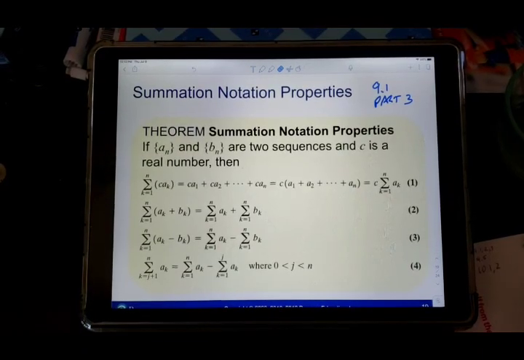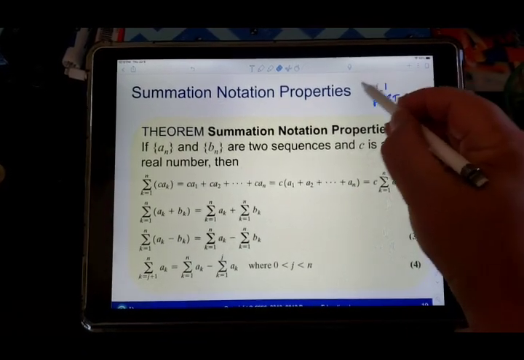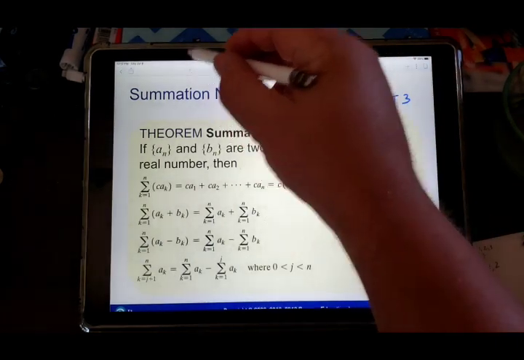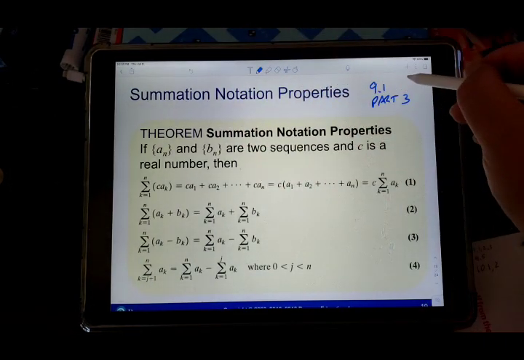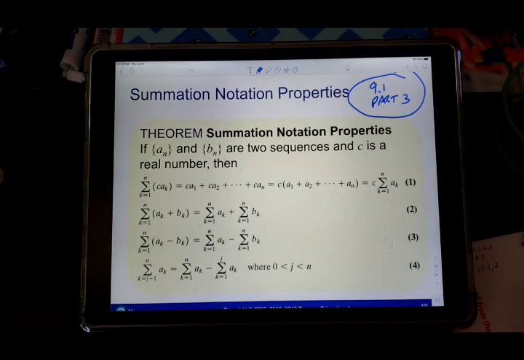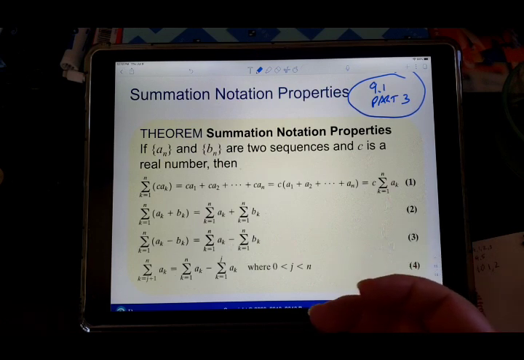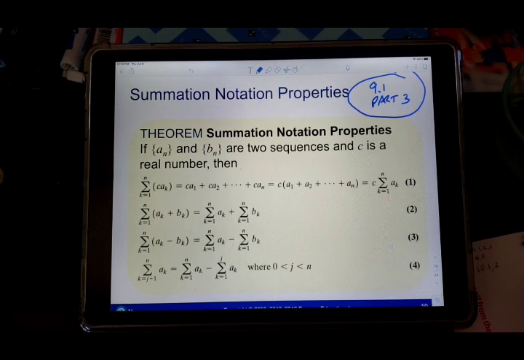All right, this is 9.1 part 3. And we're given some formulas that will help us calculate sigma, or calculate sums. When I say calculate sums, there's always two ways to calculate a sum. One is you can just add the terms together, just add them up by hand.